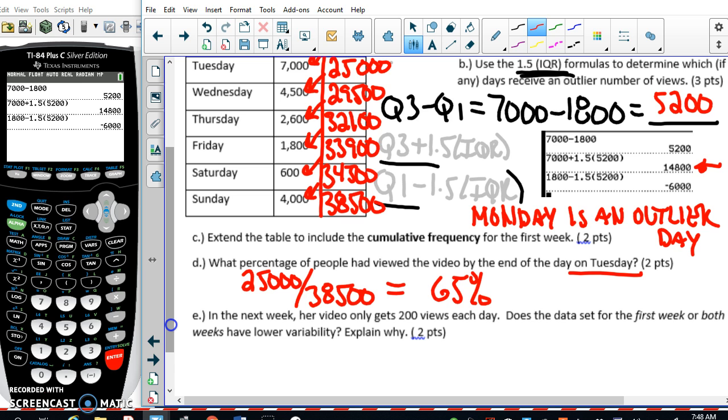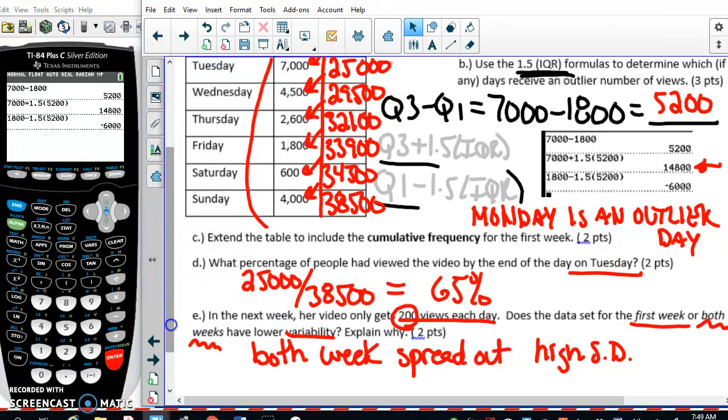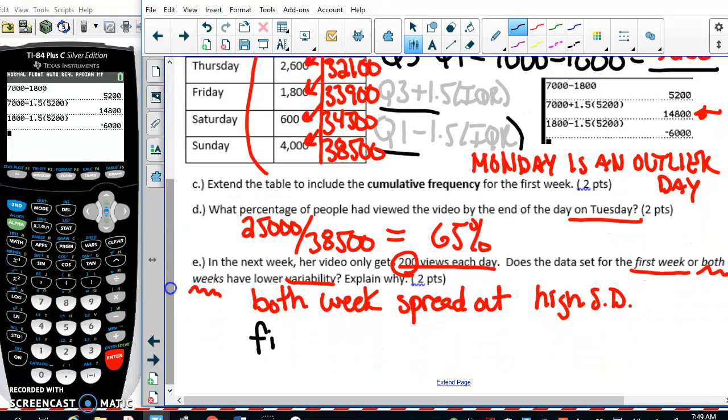All right, in the next week, her video only gets 200 views each day. Does the data set for the first week or both weeks have a lower variability? Well, what's going to happen when you add 200 in to all these values right here, 200 is much lower. So both weeks is going to have spread out data. Spread out, okay? So that's going to have a high standard deviation. So it's going to have a higher variability. So our answer for this is going to be just that first week.